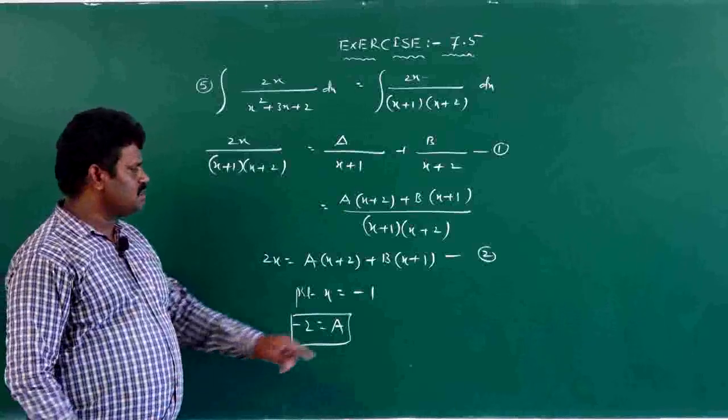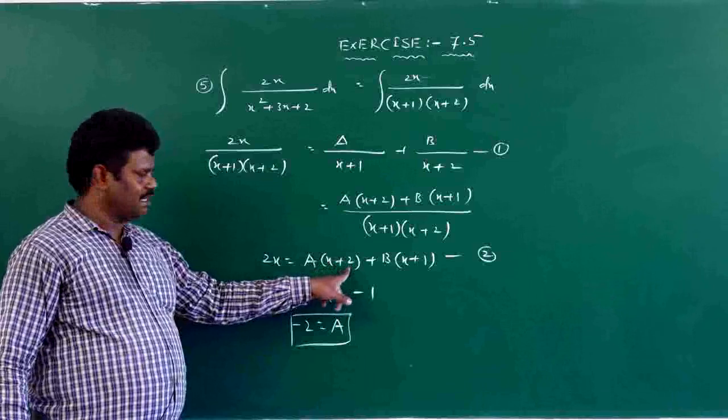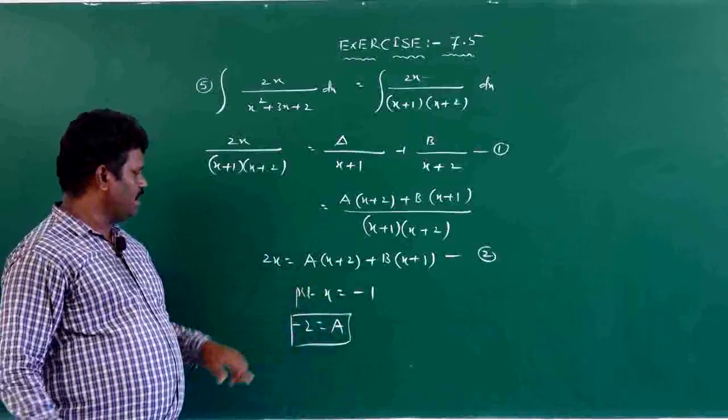Put x = -1. -1 + 1 is 0. So -1 + 2 + 1 is 1, into a. This side, the value is -2.